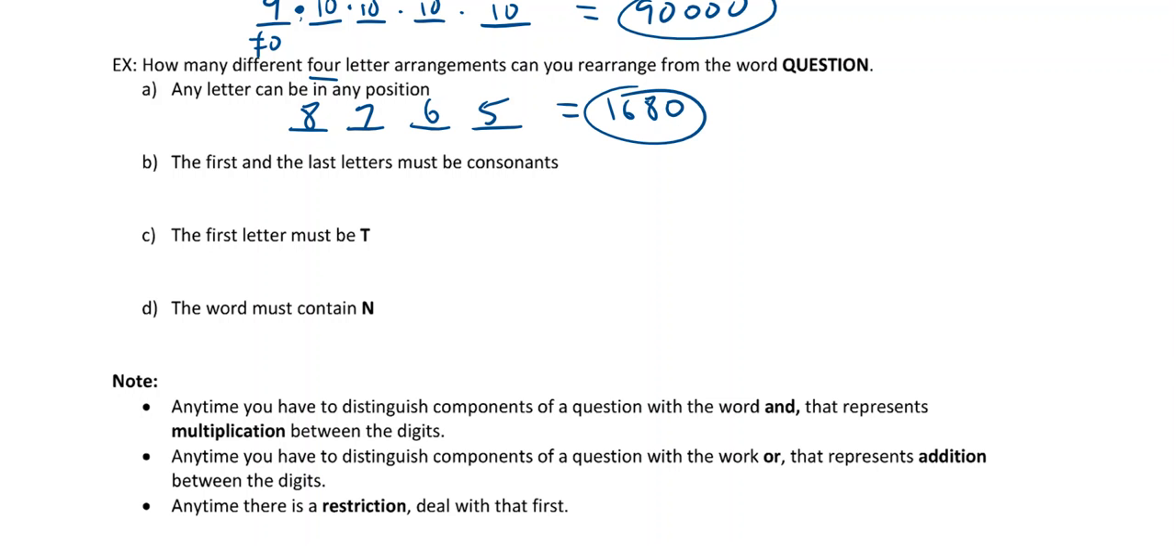All right, the first and the last letters must be consonants. All right, so again, let's make our four letters. Now it says the first and the last one must be consonants. Well, I got to figure out how many of those I have. So I only have, well, Q, S, T, and N, right? Those are my only consonants. Okay, so there's four to choose from. So let's look at that first spot. I could put any of those four in the first spot. And it says the last letter must also be one. So if I go to the last letter and say, okay, well, I've already chosen one. So I've only got 3 now to choose from.